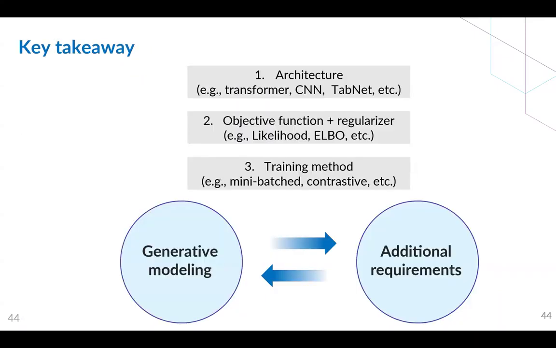So after introducing a variety of methods and use cases, the key takeaway of this section is that in order to generate synthetic data, we need to combine generative modeling with additional requirements, such as privacy and fairness. And the deep generative models that we use to generate synthetic data can be modified on three different axes: its architecture, its objective function, and the method to train these generative models.